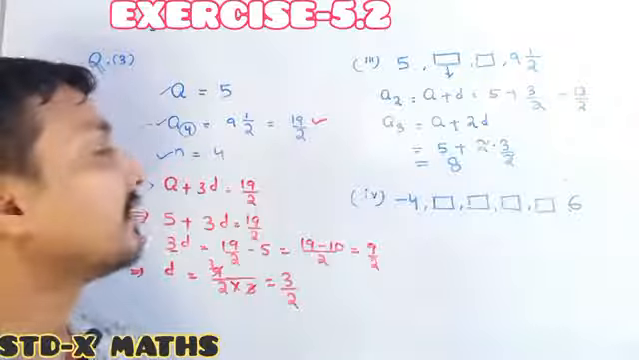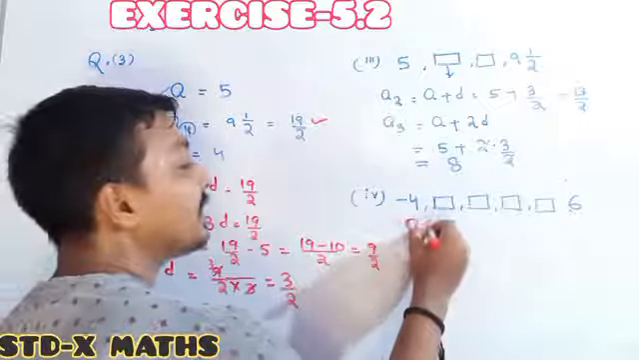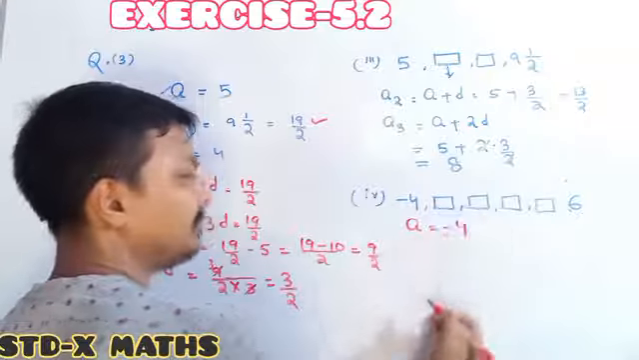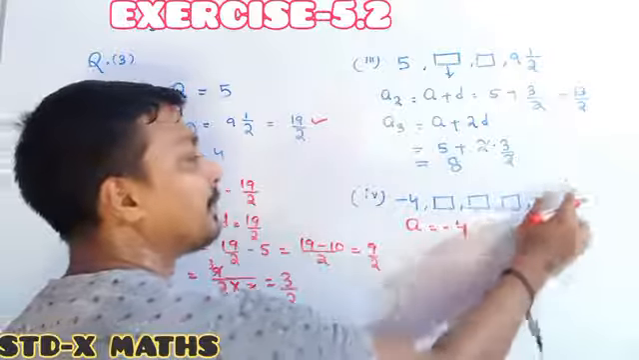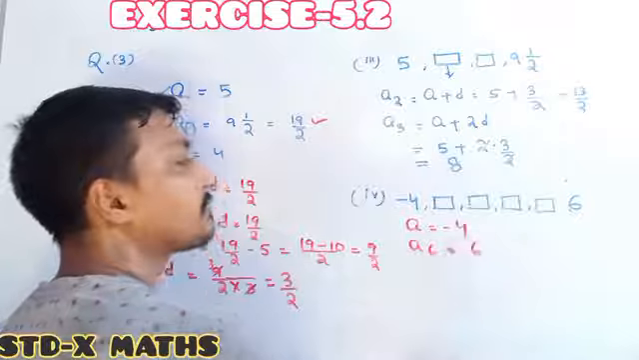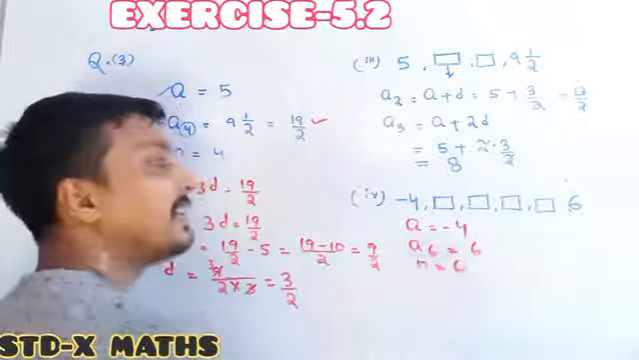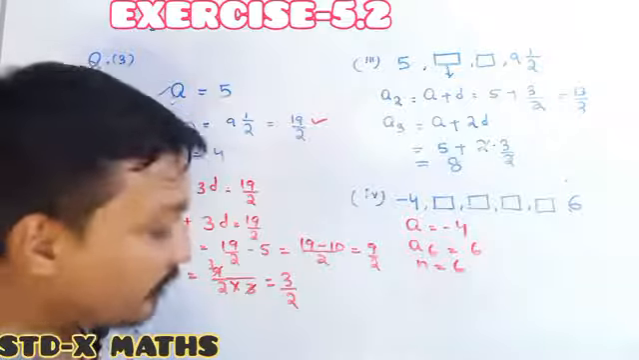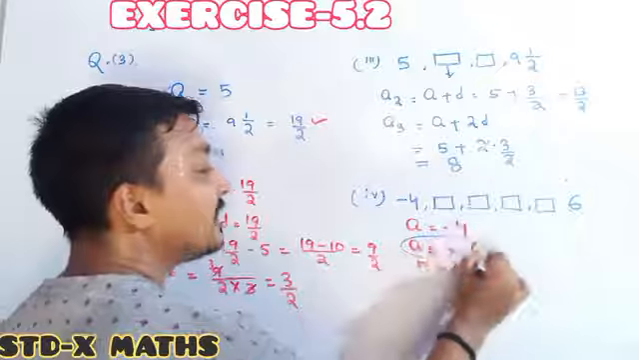IV also can be done in the same way. In question number IV, it is given a = -4, and a1, a2, a3, a4, a5, a6, where a6 is given as 6. So n is 6. How to find out the d? Actually d will be required. So you can find out the d by solving this equation.